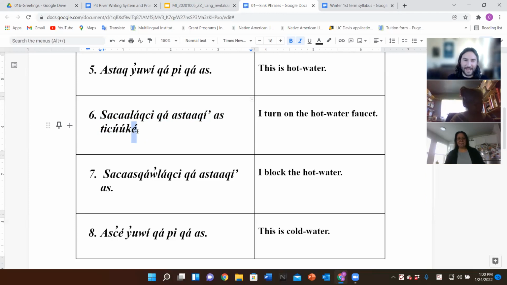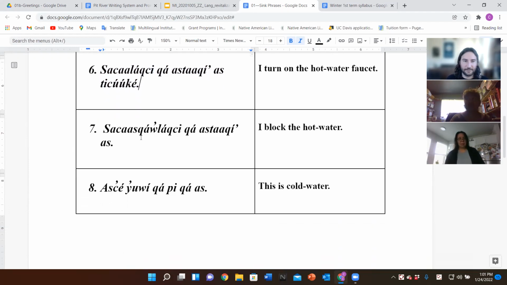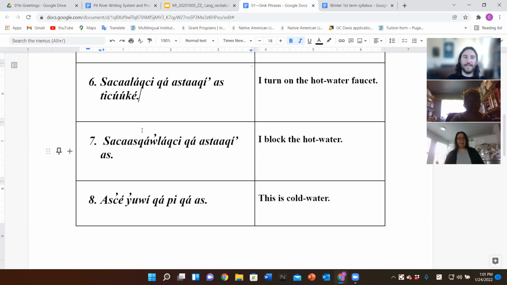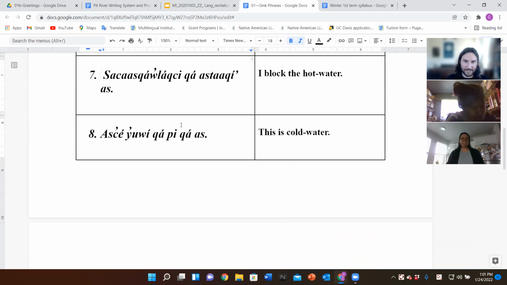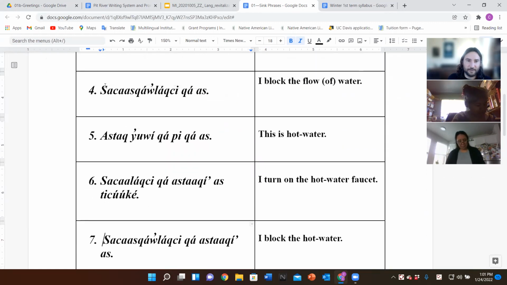So yeah, the ending is important, because if it ends with that, it means it's a thing, like a noun. And then usually like here you see G, so that means it's a verb, something that you're doing. So yeah. I turn on the hot water faucet, and then I'm turning off the hot water, or I'm blocking the hot water, right? So it's the same word from number 4, right?